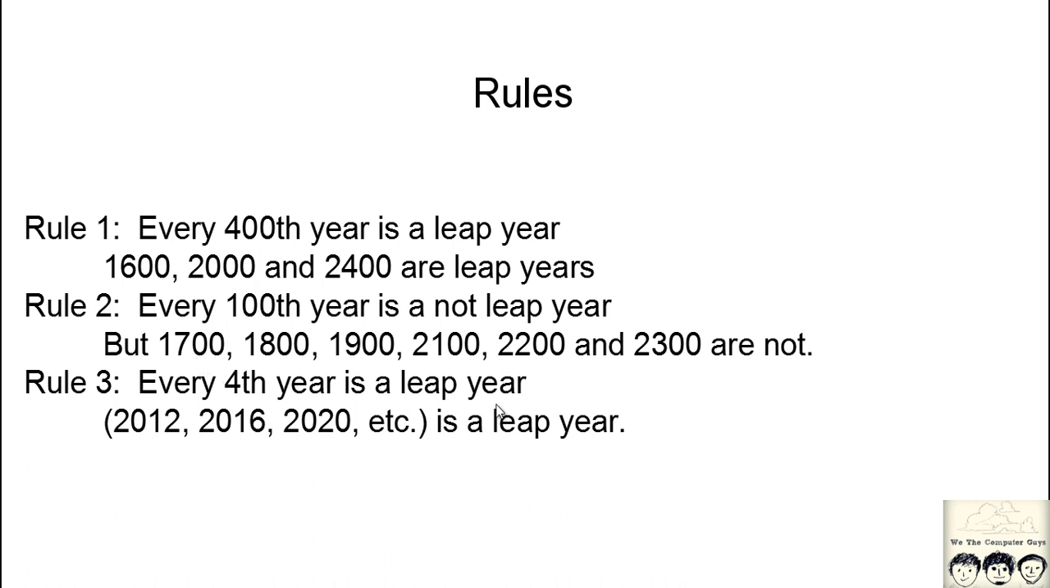Rule 3 states that every 4th year, or every year that is divisible by 4, is a leap year, provided rule 1 and rule 2 are satisfied. So every 4th year is a leap year, which means that 2012, 2016 and 2020 are leap years. We'll be using this to test out the date validation in the program. So this is what we'll be using in our algorithm. Now let's jump into the code.